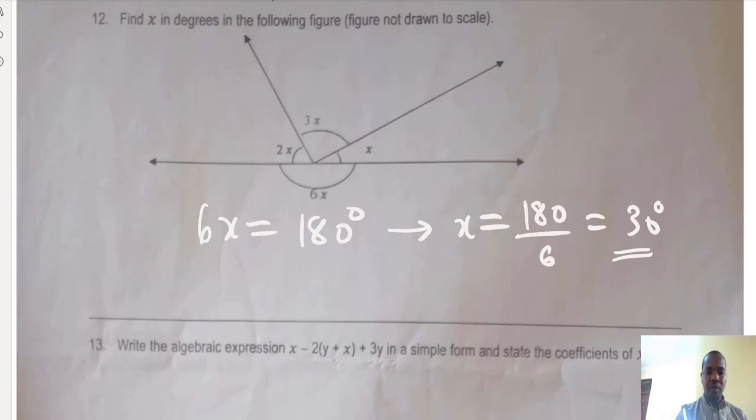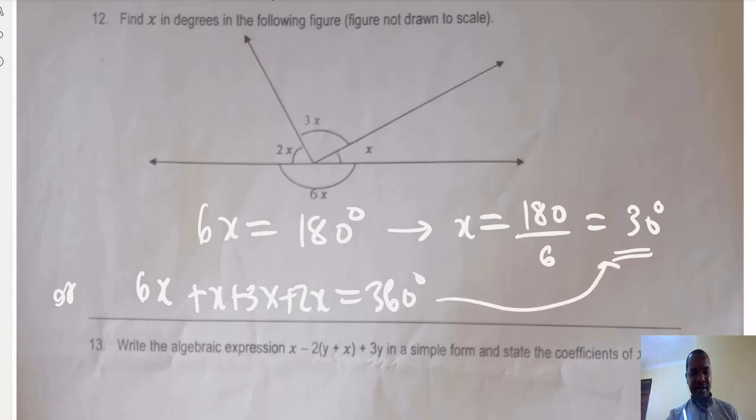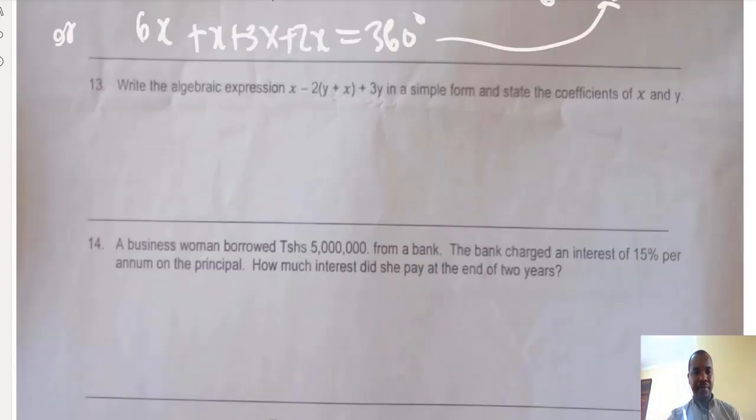Or you can add all angles, 6x plus x plus 3x plus 2x equals 360, and eventually you are going to get the same results here, dear students.